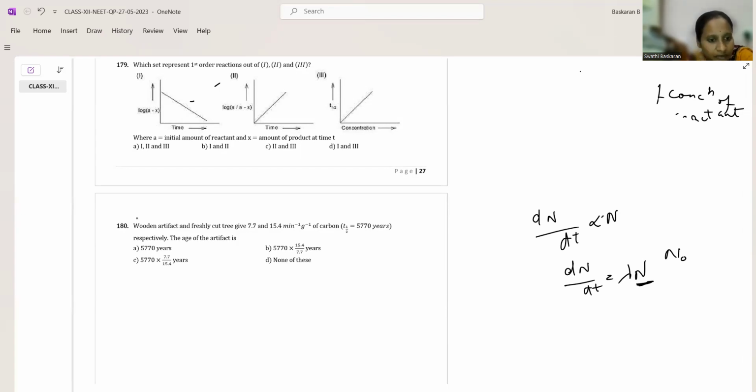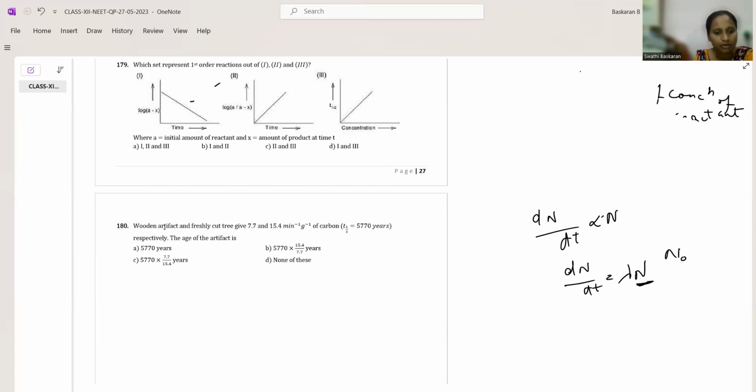And here they have given a wooden artifact. So for a wooden artifact, it was cut we don't know how many years, months, days ago. Definitely the C14 will be declining, and hence we generally assume the wooden artifact to be Nt.